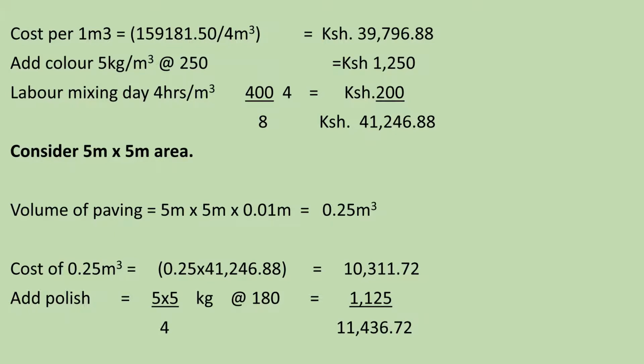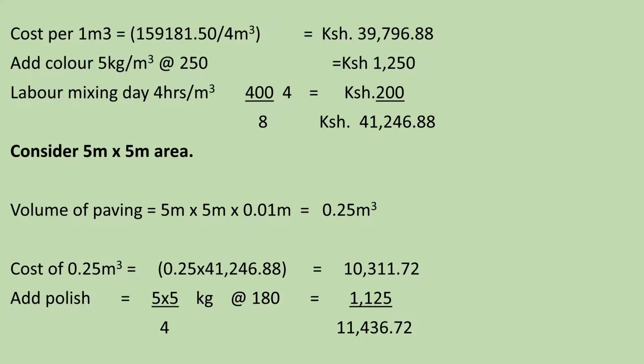The volume of the paving, not painting, is what matters: we were told to build up a unit rate for 10 millimeters terrazzo paving. So the thickness of the terrazzo is 10 millimeters. If we are doing an area of 5 meters by 5 meters, the volume of the paving shall be 5 meters by 5 meters by 0.01 meters. So the total volume of the paving will be 0.25 meter cubed.